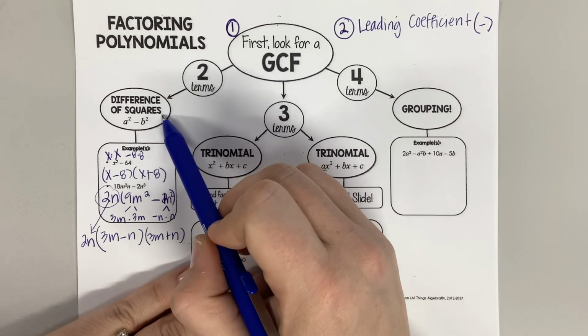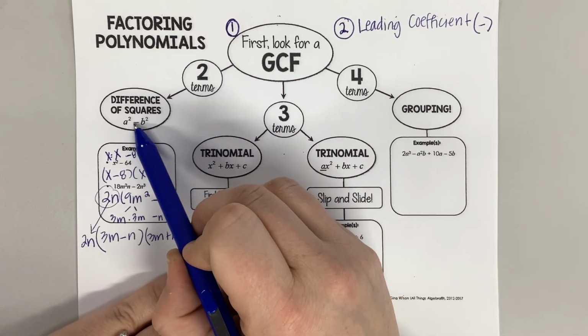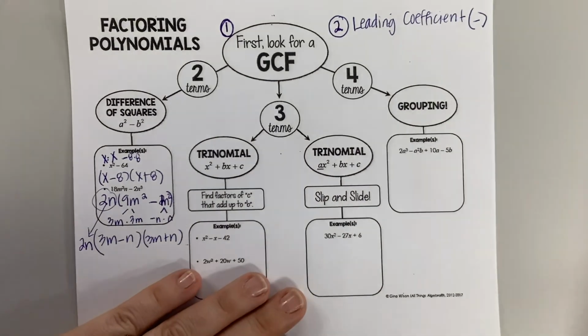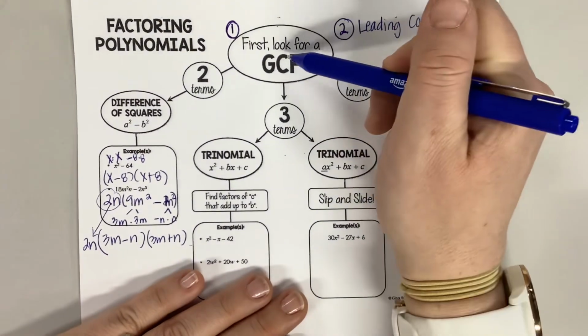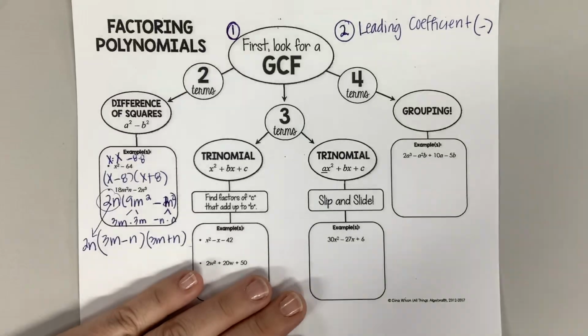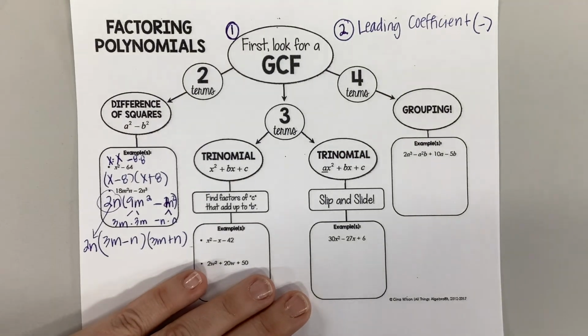It has to be, listen, it has to be a subtraction problem. If it's an addition problem, we can't do it. We can do GCF, we can do leading coefficient, but we cannot do difference of squares if it's an addition problem.